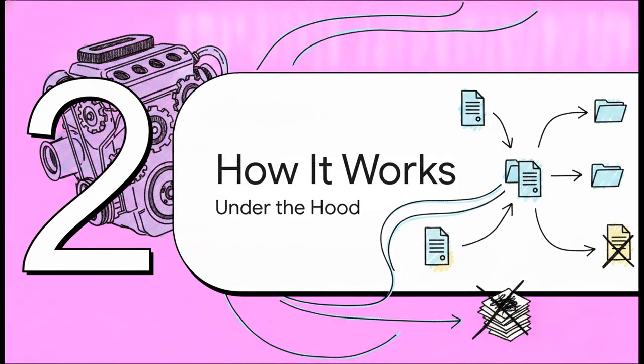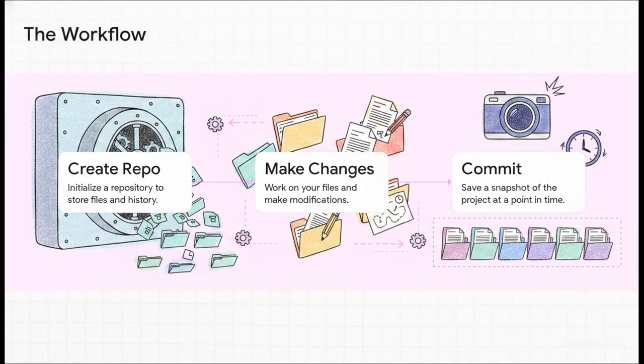Which brings us to section 2, how version control works, right under the hood. Now that we know what it is, how does it actually track your files without creating a million messy duplicate copies labeled final_v2? Well, the physical process is actually incredibly elegant.